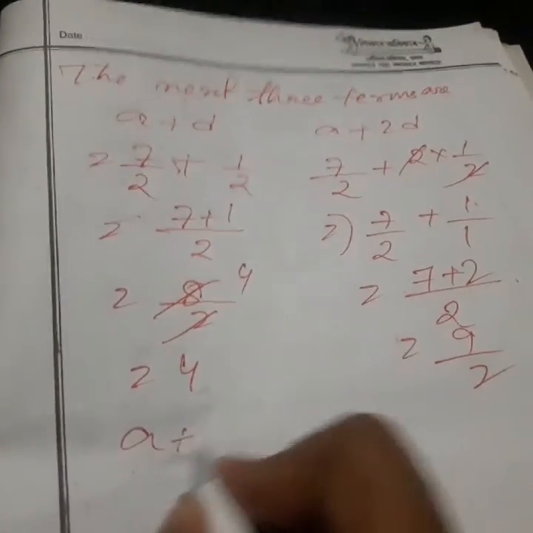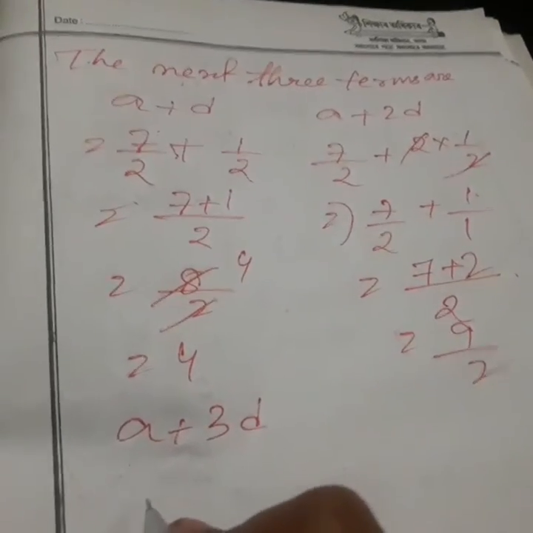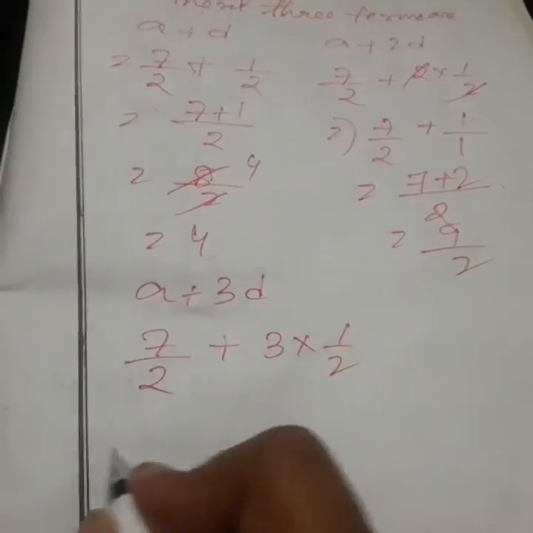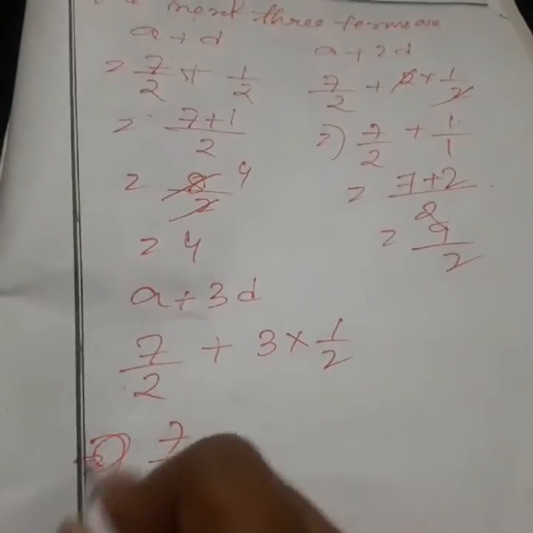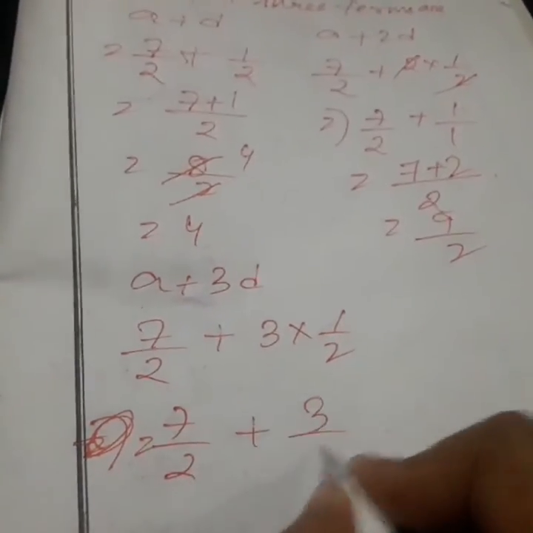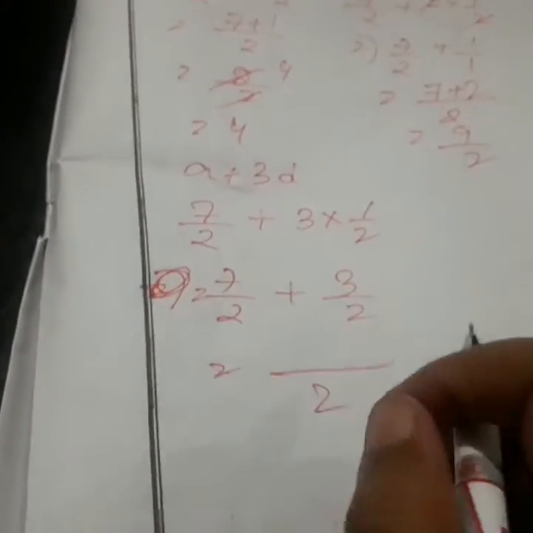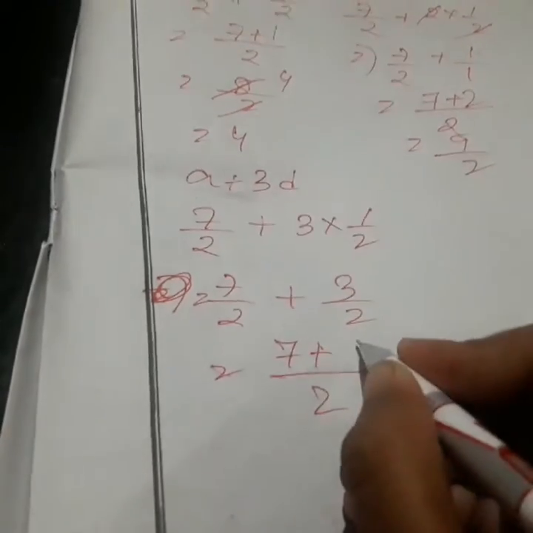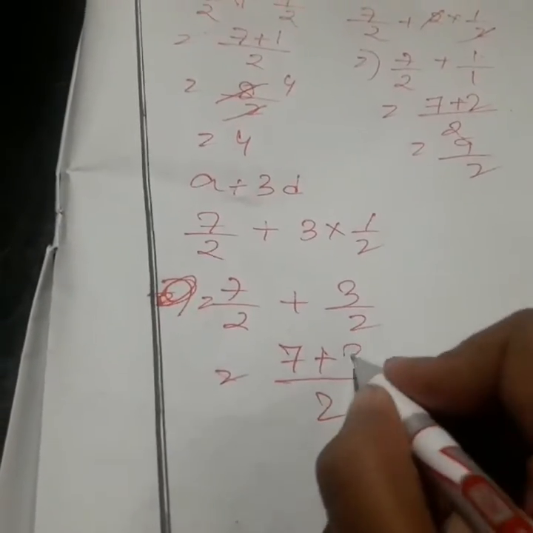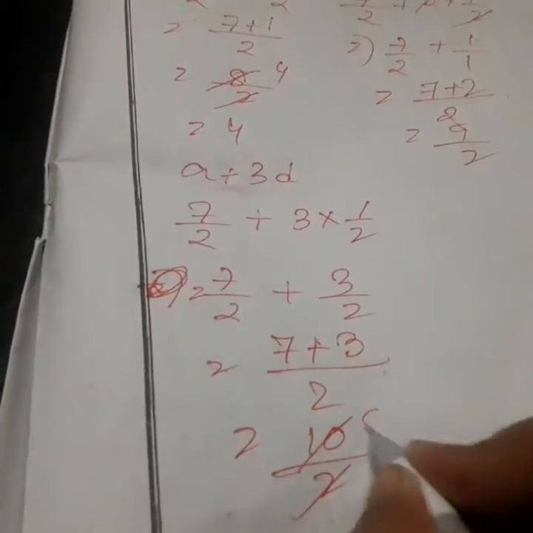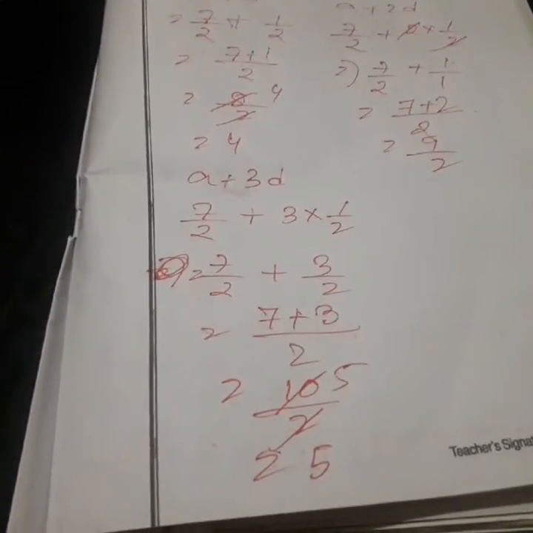Then the next one is A plus 3D. So A is how much here? 7 by 2 plus 3 into 1 by 2, that is 7 by 2 plus 3 by 2. So the LCM is 2, and 7 plus 3 is 10. 2 fives are 10. So the next 3 terms are 4, 9 by 2 and 5.